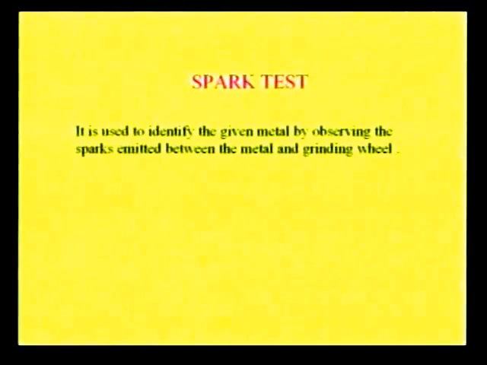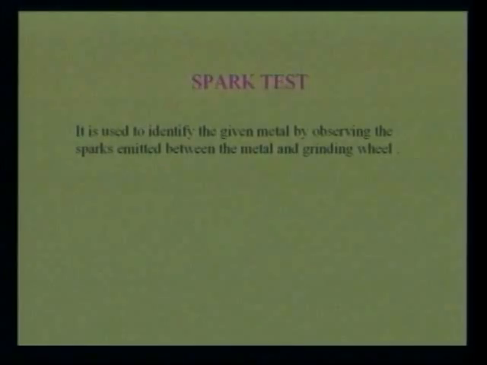The last one is the spark test. In this test, the workpiece is pressed against a rotating grinding wheel and the corresponding sparks will be observed. Depending upon the sparks developed, we will find which type of material it is, whether it is a softer one or a harder one. This is generally a simple visual inspection method for finding the softer or harder material, and it is the cheapest one when compared with other non-destructive methods.